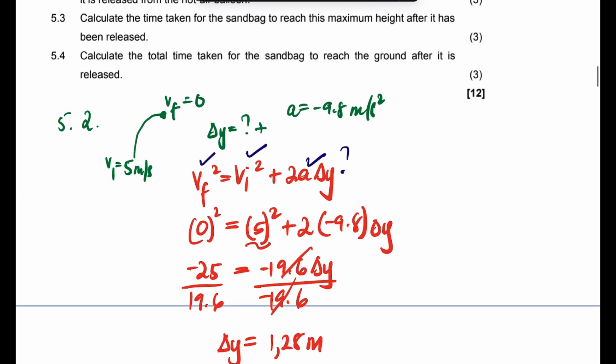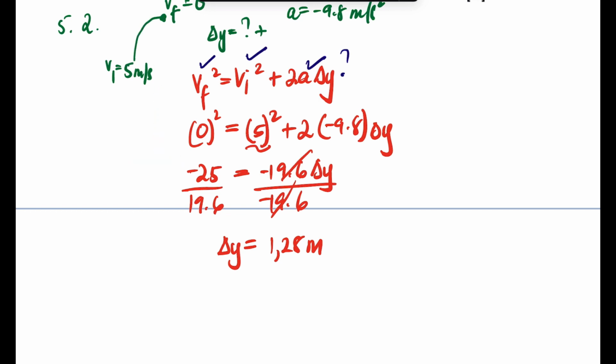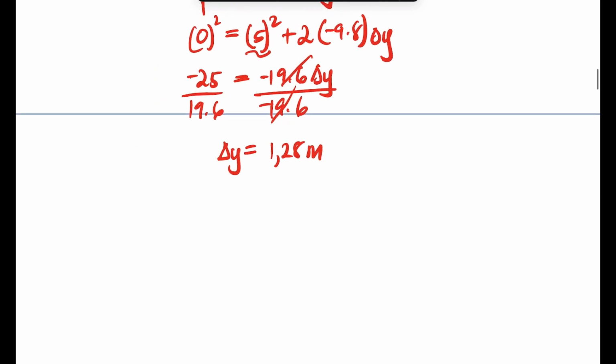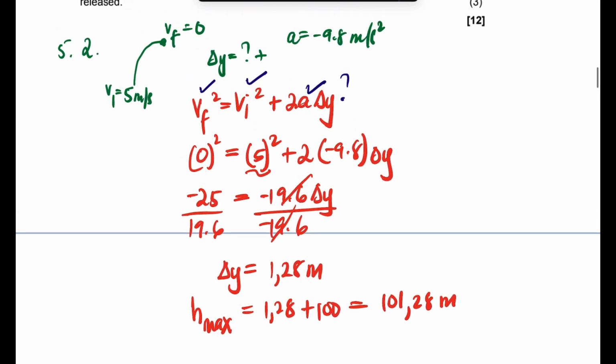So the 1.28 meter, it's this displacement from where it was dropped till the maximum height, but we want the height above the ground, right? The height above the ground. So we'll say height max, the maximum height, it's going to be 1.28 plus the 100 is equal to 101.28 meter above the ground. I hope that makes sense, kids.